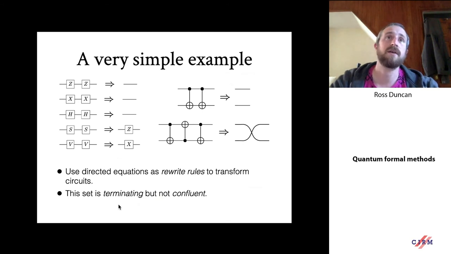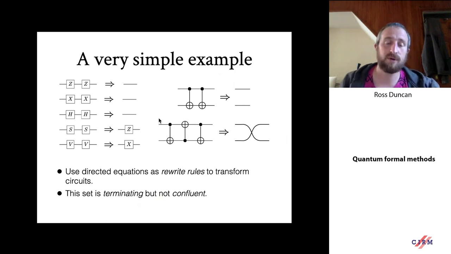So this is a very well-behaved rewriting system, because if I go from left to right, I have always fewer gates. I know that it'll definitely terminate. It's not confluent. And you can see that it's not confluent by considering three S's in a row, which can rewrite either to SZ or ZS. So if we're using a system like this, which is not confluent, then we have to be careful in our rewrite strategy in order to make sure that we get a circuit that we like at the end and we don't get stuck in some kind of dead end.